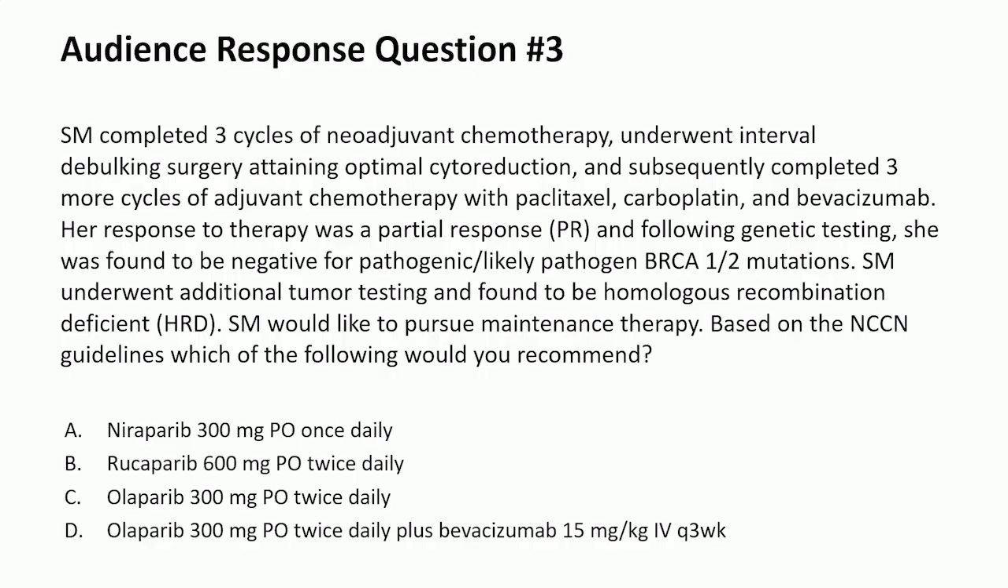SM would like to pursue maintenance therapy. Based on the NCCN guidelines, which of the following would you recommend? A, niraparib at 300 milligrams by mouth once daily. B, rucaparib at 600 milligrams by mouth twice daily. C, olaparib at 300 milligrams by mouth twice daily. Or D, olaparib 300 milligrams by mouth twice daily, plus bevacizumab at 15 milligrams per kilogram IV every 3 weeks.